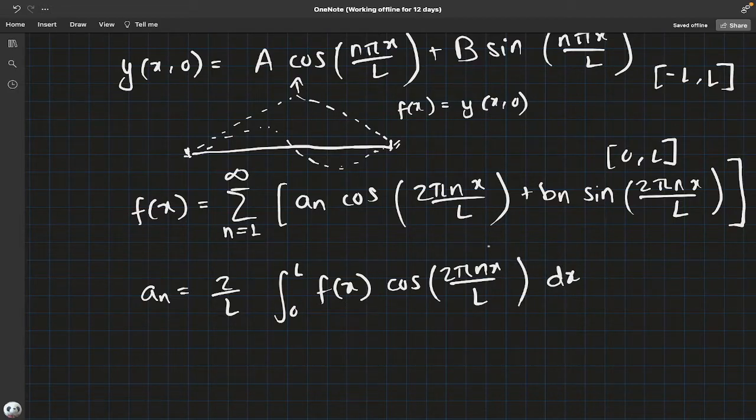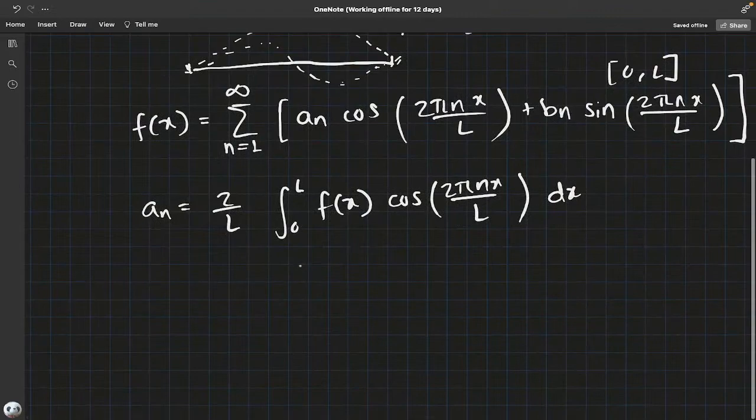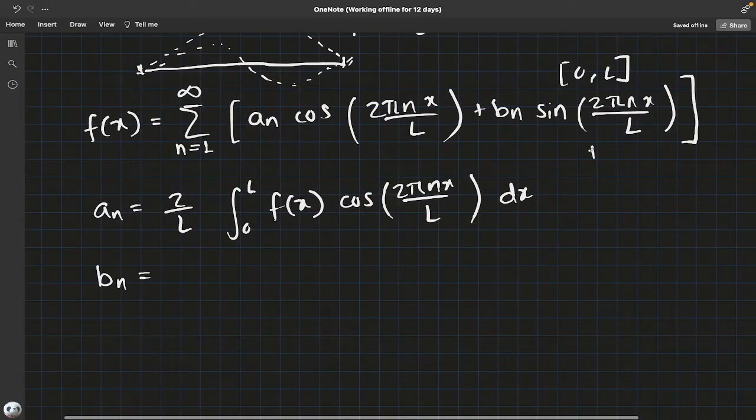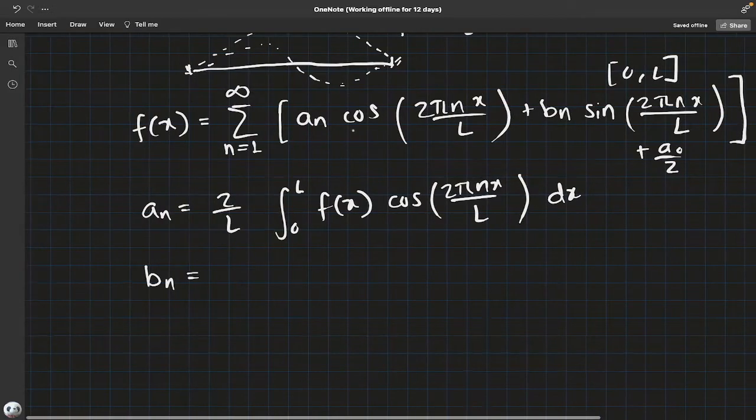So if it's from negative L over 2 to L over 2, you can integrate from negative L over 2 to L over 2 or 0 to L. It doesn't matter. The size should remain the same. For reasons of periodicity, it doesn't matter. And you can do a similar thing for b_n. And it turns out, for the sake of convention, we add an a_0 over 2, an initial factor, for when x is 0, sine is 0, but the cosine has a 0 term because cosine of 0 is 1.